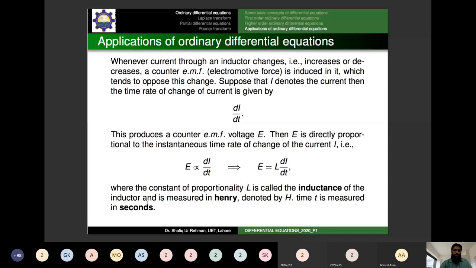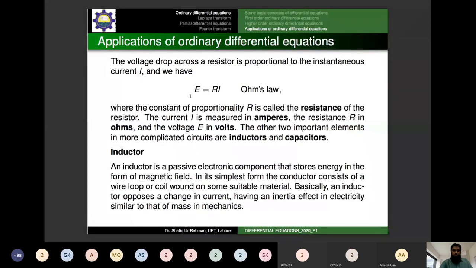Now, with the passage of time, we are going to talk about mathematical formulation. For a resistor, we will have Ohm's law, capital E equal to capital R I. The constant of proportionality in this case, capital R, is called the resistance of the resistor.